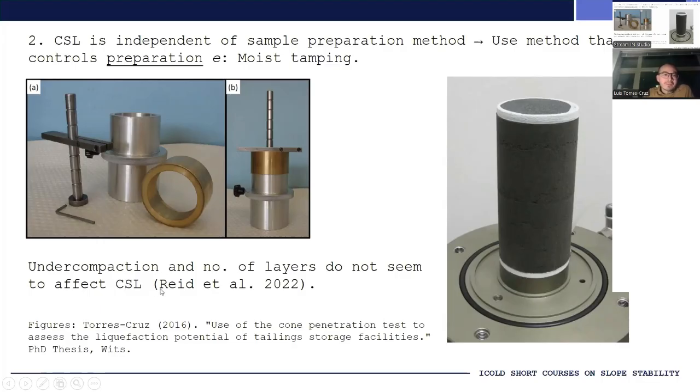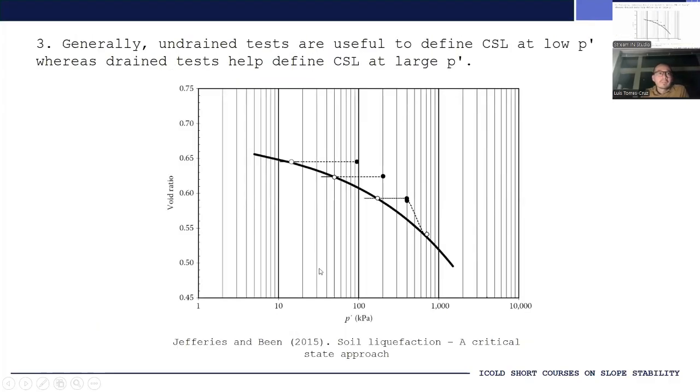However, the data from the round robin experiment or exercise suggests that under compaction does not really affect the results, and that there is no magic number of layers that has to be used. The CSLs that resulted from this round robin exercise were also not influenced by the number of layers that the different laboratories used.